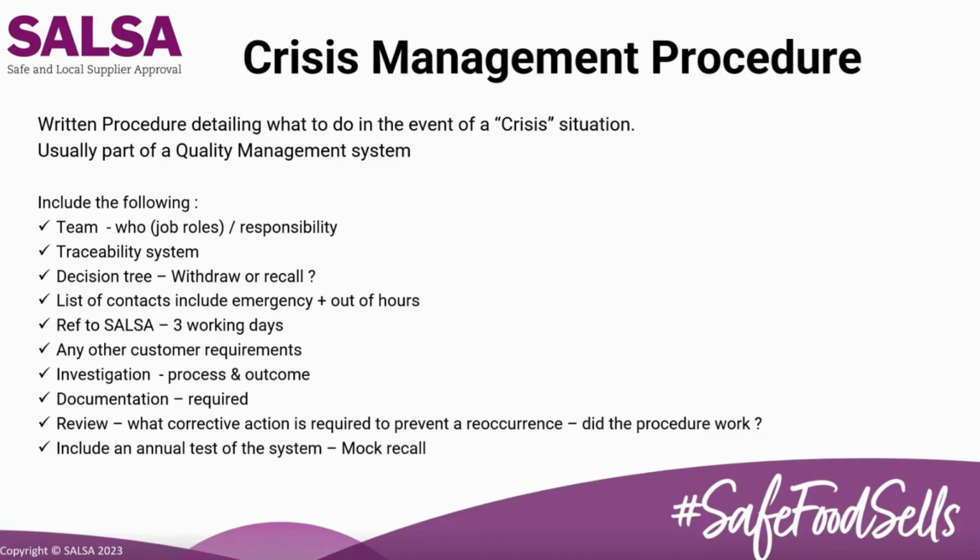So any other customer requirements. You might have specific customers that will say, in this particular situation, you need to inform them as well. You might need to inform certain people. They might request a particular way that you inform them. It could be by mobile phone, it could be by email, it could even be a WhatsApp group that you have. So there might be different ways that customers have given you specific requirements.